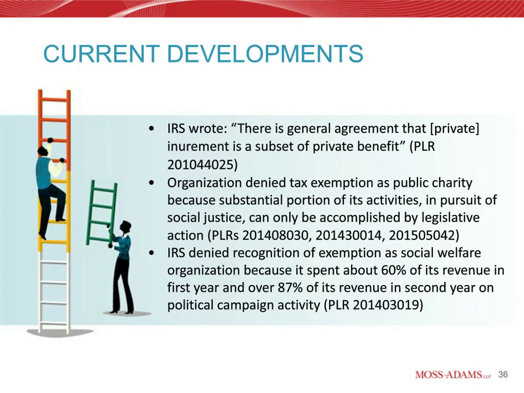Another item that they're obviously very much looking at is, I'll skip the second one, which talks about the pursuit of social justice and legislative action. So make sure you have a very legitimate exempt purpose that you can actually accomplish without getting legislative action. And then another talks about social welfare organizations doing quite a bit of political campaign activity, which per this particular ruling was 60% of first-year revenue and 87% in the second year, which is a very high percentage. So just make sure you don't do too much political activity if you're in that situation in your social welfare organization.